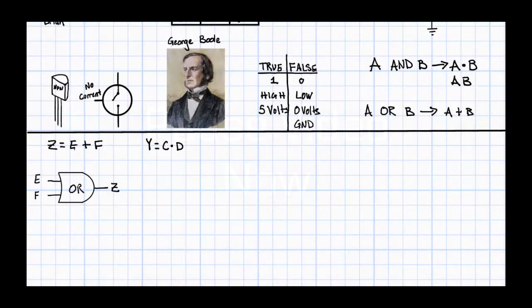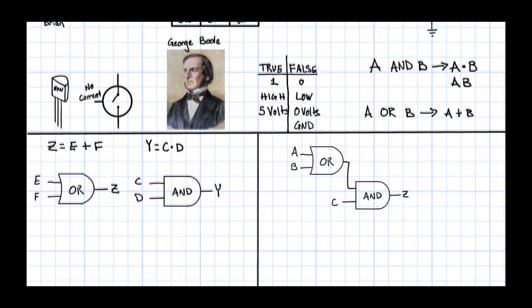When you see the first one, you should think Z equals E or F, and you would draw an OR gate with E and F as the two inputs and Z as the output. The second one reads Y equals C and D. Here is what you should have come up with.